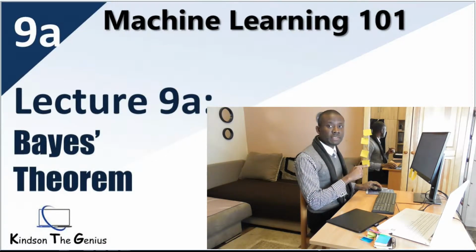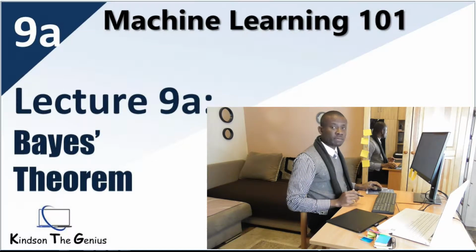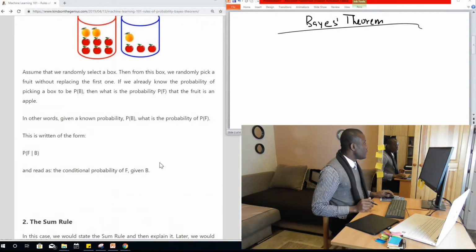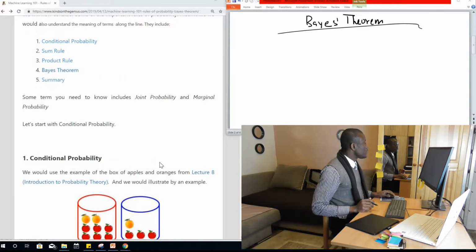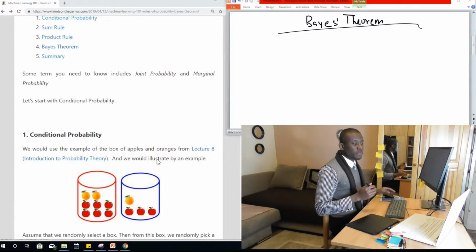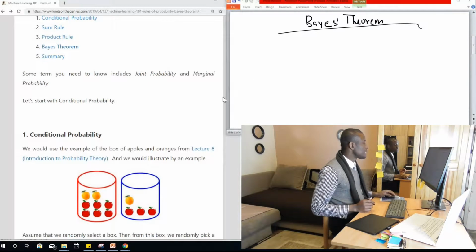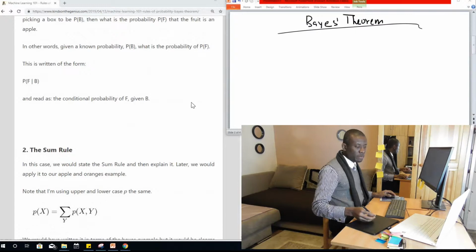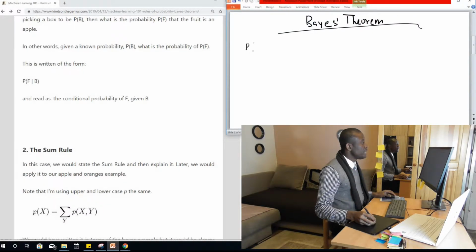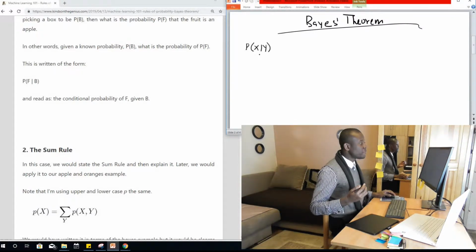So let's get to the screen and then we'll be writing and also explaining what is going on. A quick recap of conditional probability. Conditional probability is the probability of an event given a previous event that has happened. We write conditional probability in this way: P(X|Y). This means the conditional probability of X given Y.